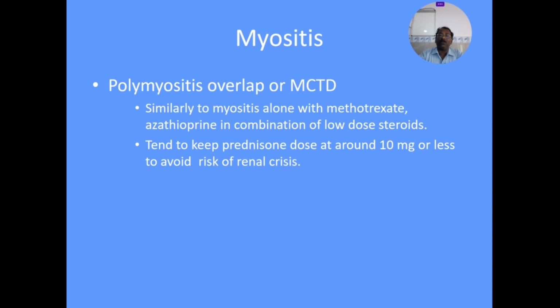Tend to keep the prednisolone dose at around 10 milligrams or less to avoid the risk of renal crisis. I told you when I dealt with renal crisis that a steroid dose of 15 milligrams or above carries a higher risk of renal crisis.